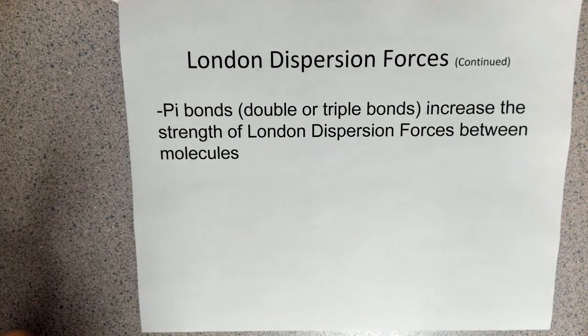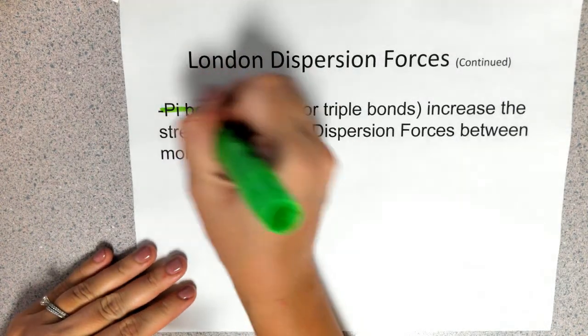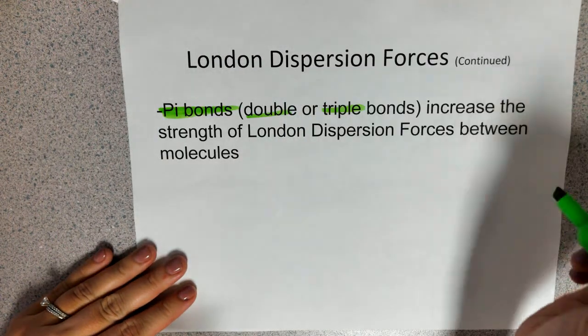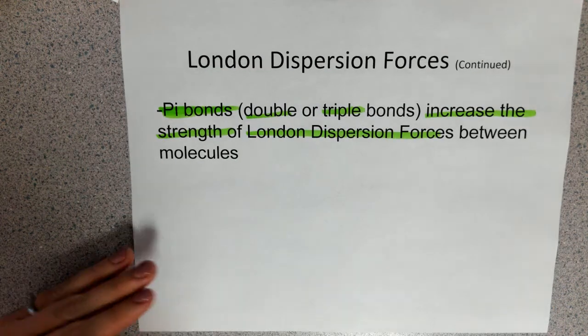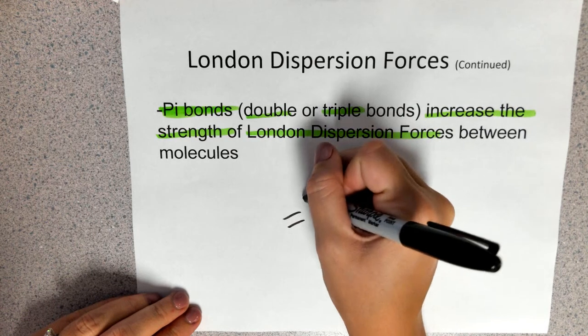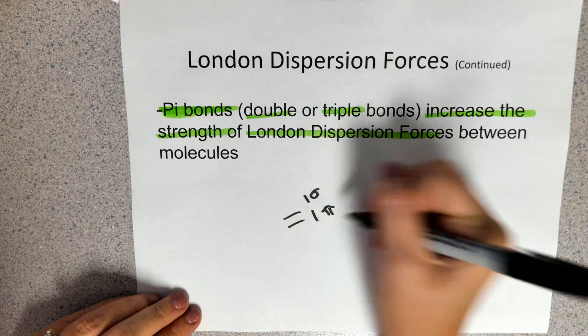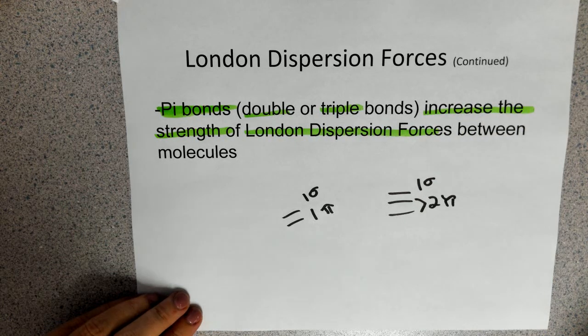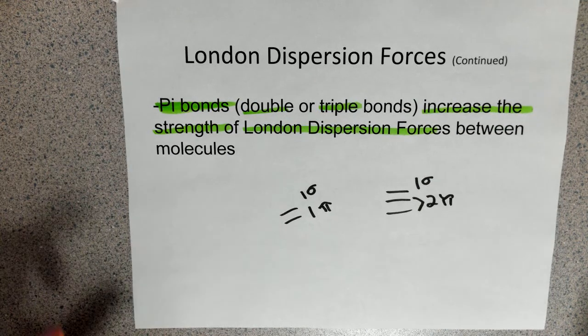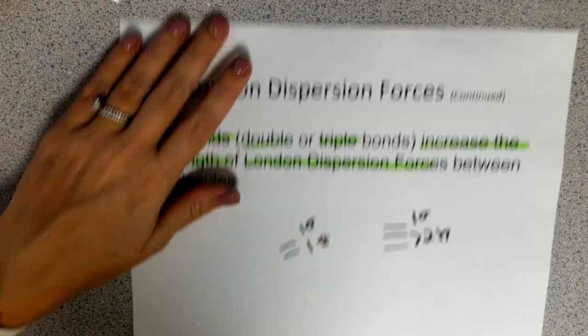Something else that affects the strength of LDFs are pi bonds. If you don't remember, pi bonds are inside double and triple bonds. If there are pi bonds, the London dispersion forces will be stronger. Quick review: a double bond is 1 sigma, 1 pi bond. A triple bond is 1 sigma and 2 pi bonds. So double or triple bonds make the London dispersion forces between molecules stronger.